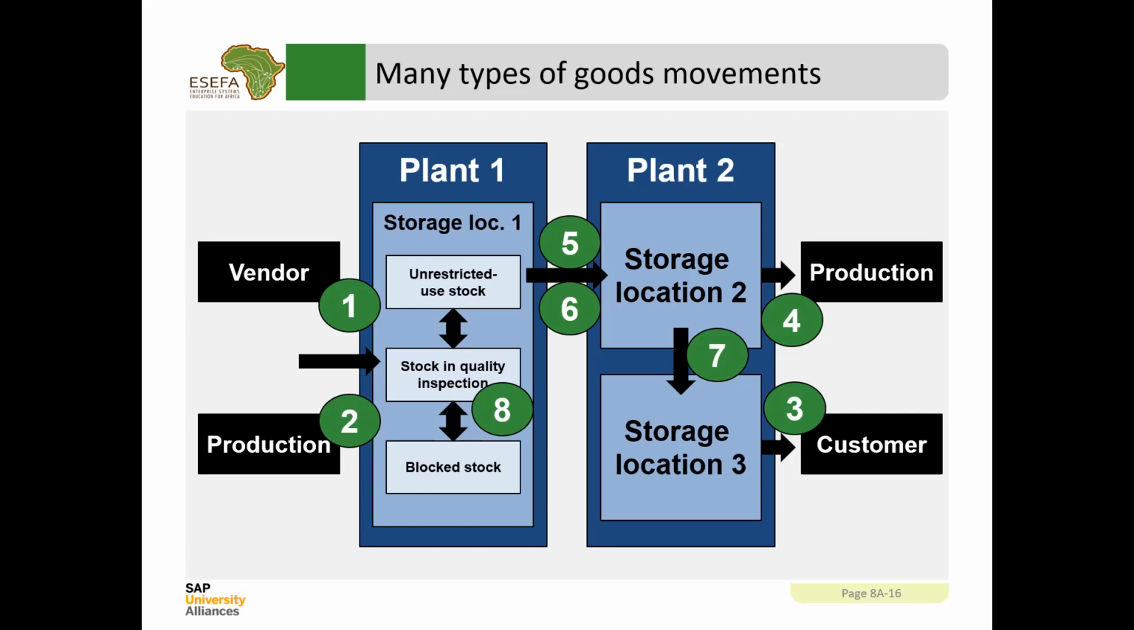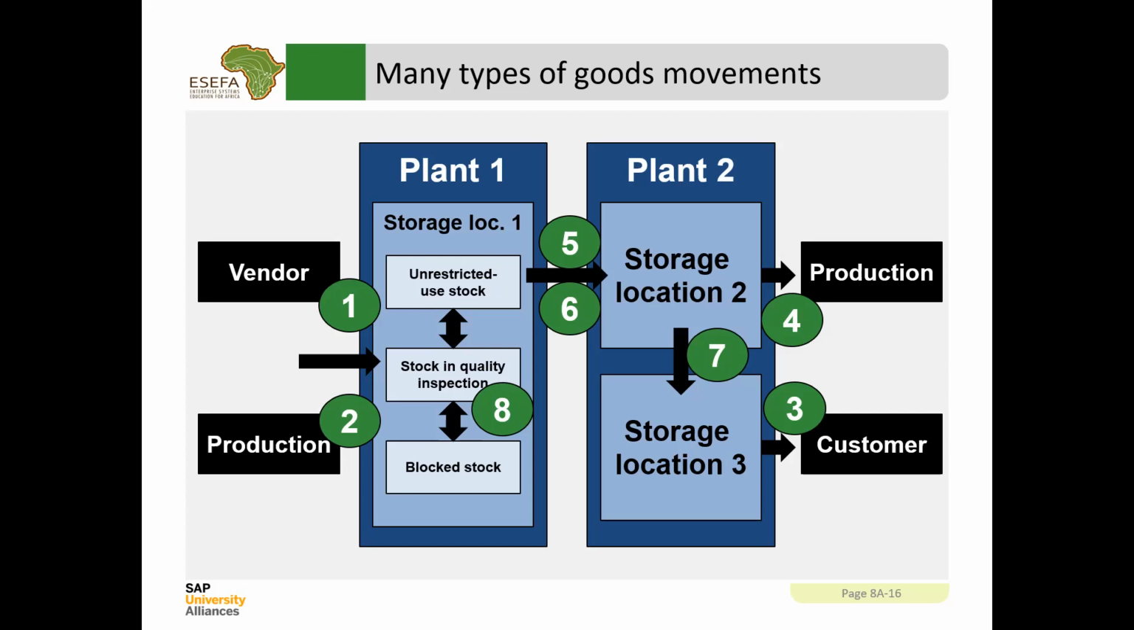Also from production, for example, Mungwi to Lusaka. So production, you have your produce, you have your goods that have been transformed to the final product. So that is transferred into another plant. So that goes into the unrestricted stock. And also within those stock movements, within that plant, or within that storage location, goods can be transformed from one type of stock to the other.